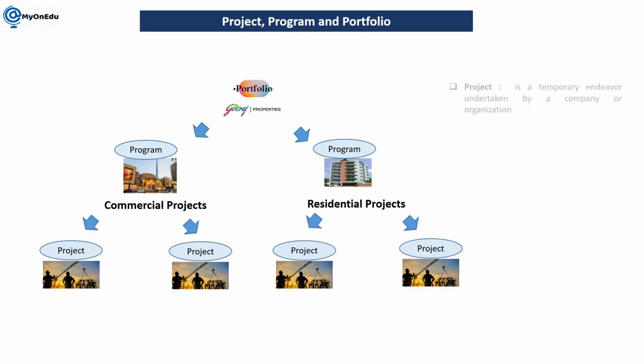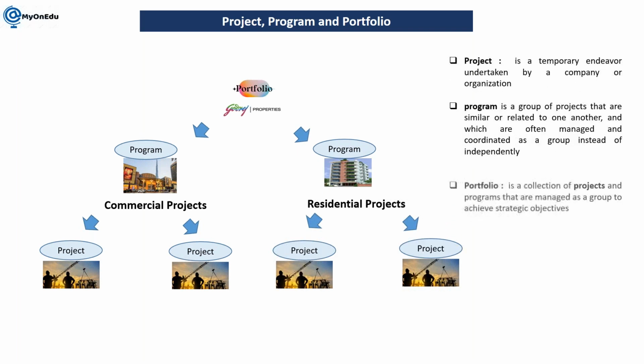Next is here project, program and portfolio. So I'll take one example here. So what is a project in generic language? A project is a temporary endeavor undertaken by a company or organization. Here, a program is a group of projects that are similar or related to one another and which are often managed and coordinated as a group instead of independently. So here my program is a group of projects.